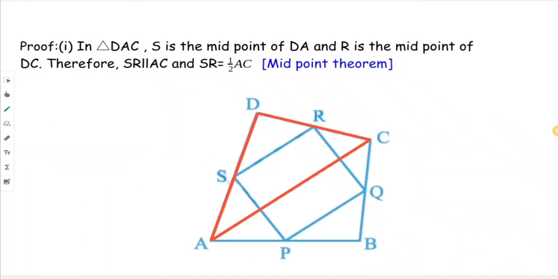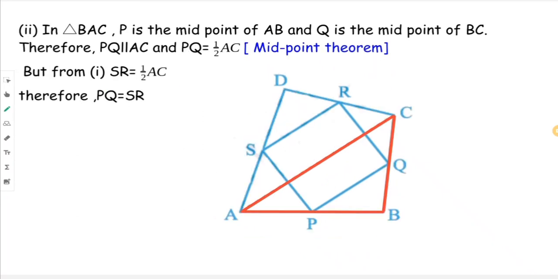So let's go here. The triangle we will be considering will be the red ones. In triangle DAC, we already know that S is a midpoint of AD and R is a midpoint of CD, right? And by the midpoint theorem, can I say that SR is parallel to AC? I can say. Also, we can say that SR equals half times AC, all because of the midpoint theorem. So that is our first proof.